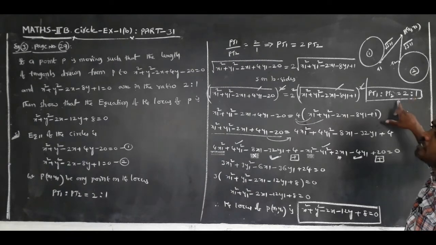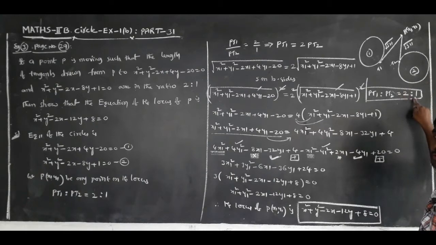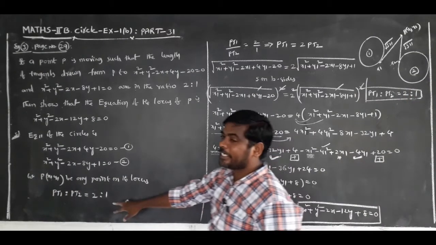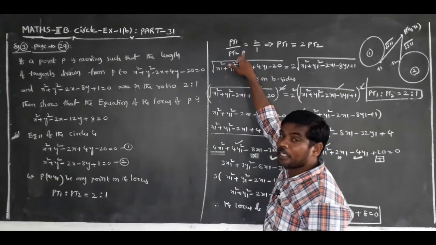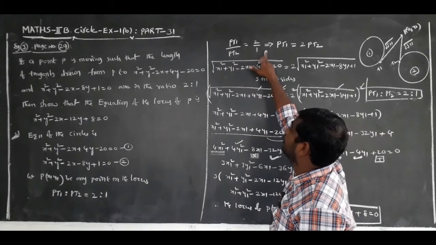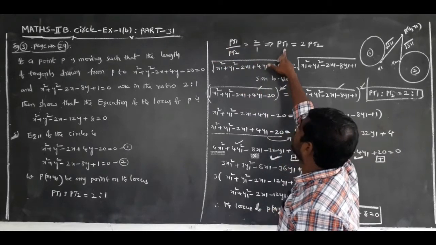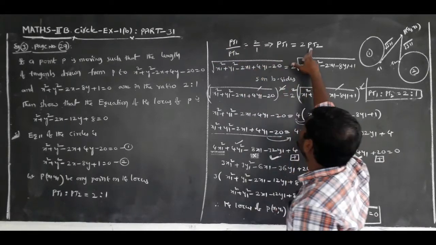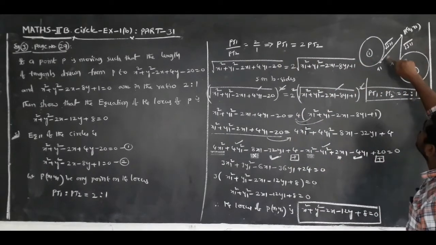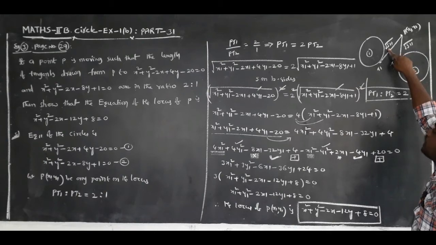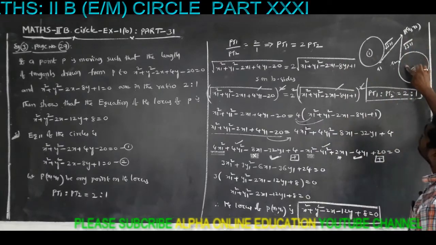The lengths of tangents drawn from P to the circles are in the ratio 2:1. PT1 is to PT2 is equal to 2:1, that is, PT1 by PT2 is equal to 2 by 1. Cross multiplication: 1 into PT1 is PT1, 2 into PT2 is 2PT2. Here we find PT1; PT1 means the length of tangent, and PT2 means the length of tangent from P to the second circle.